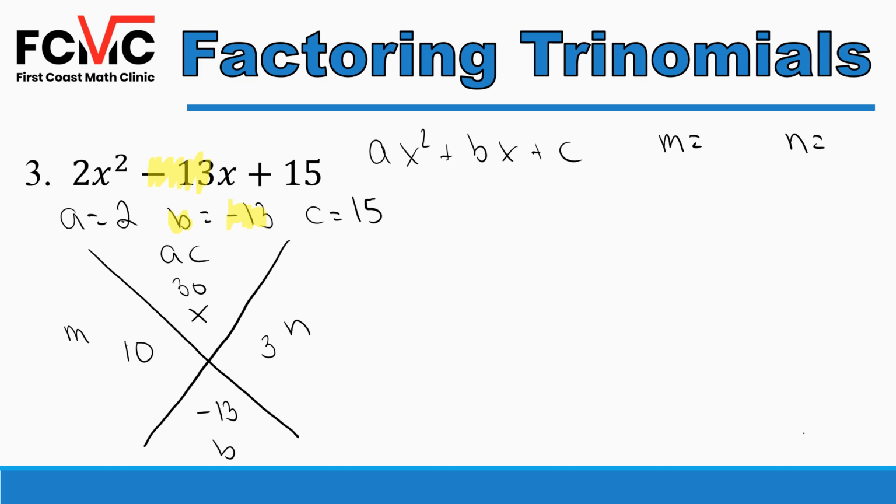Now I want it to multiply to a positive, so I know both signs have to be the same. If I do positive times positive, I get positive 30, but if I add them up, I don't get negative 13. So if I do negative 10 and negative 3, multiply them, I get positive 30, and then add them, I get negative 13. So I'm going to use negative 10 and negative 3 as m and n. My m value is going to be negative 10, and my n value is going to be negative 3.